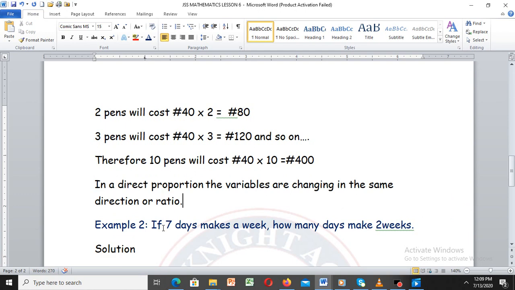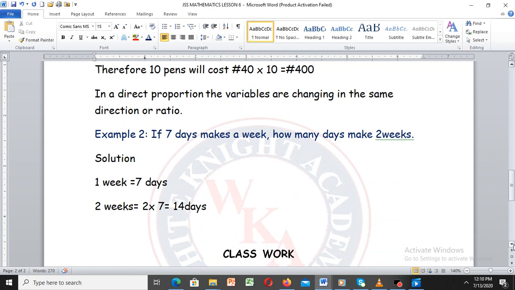Example 2. If 7 days make a week, how many days make 2 weeks? One week is 7 days. 2 weeks is 2 times 7, which is 14 days.